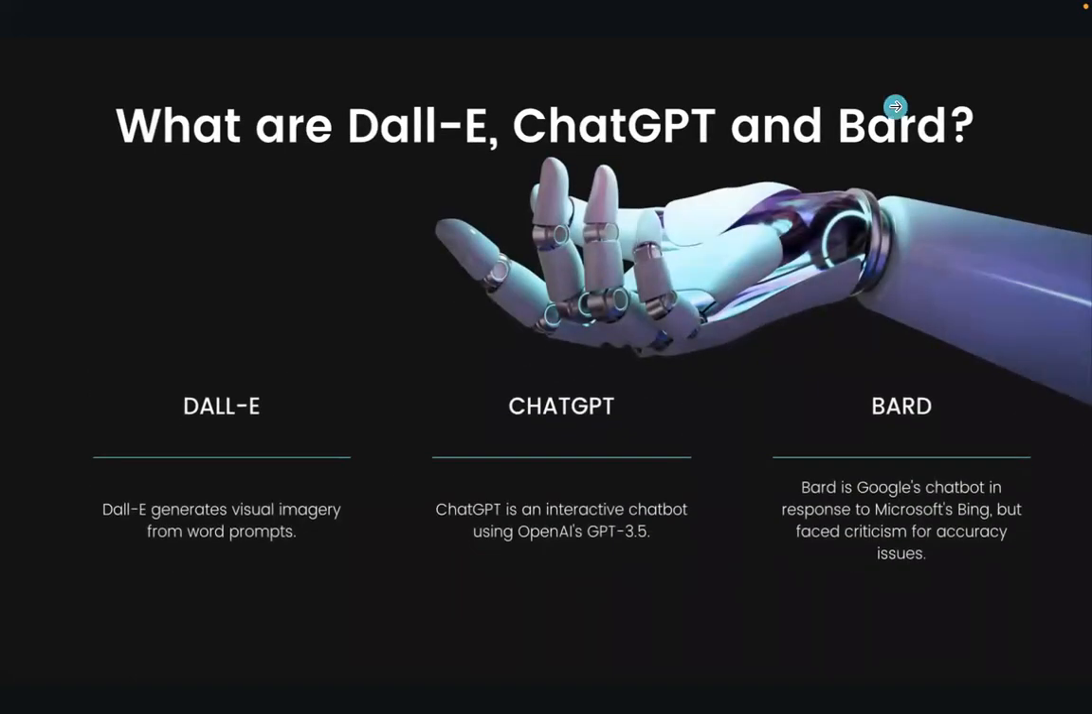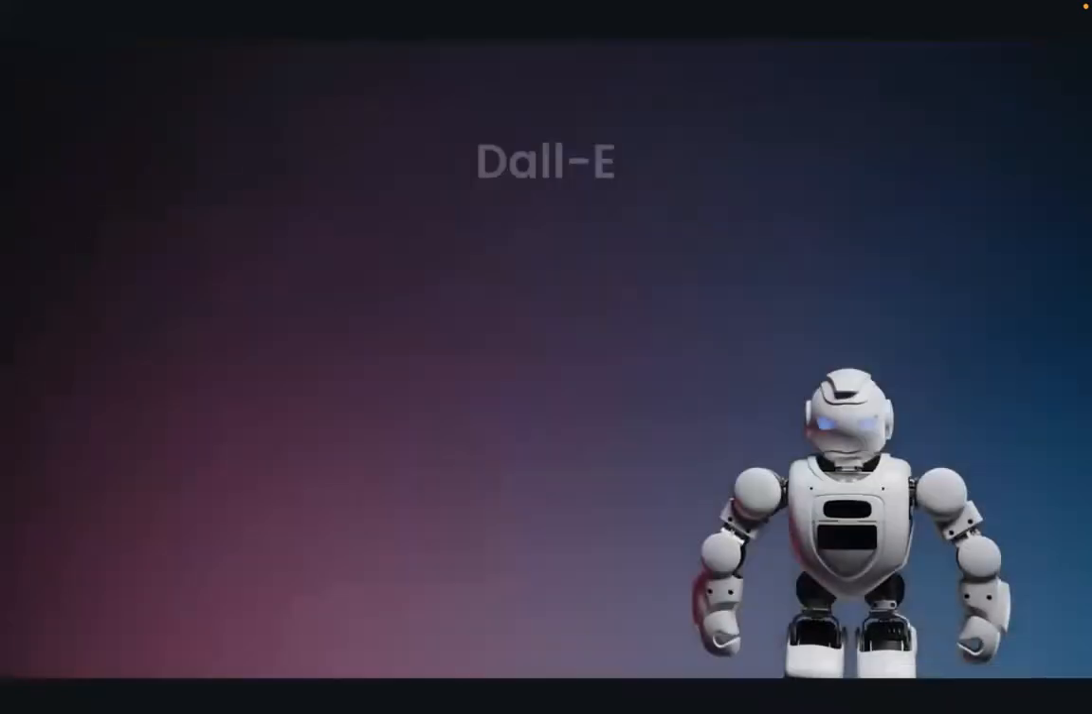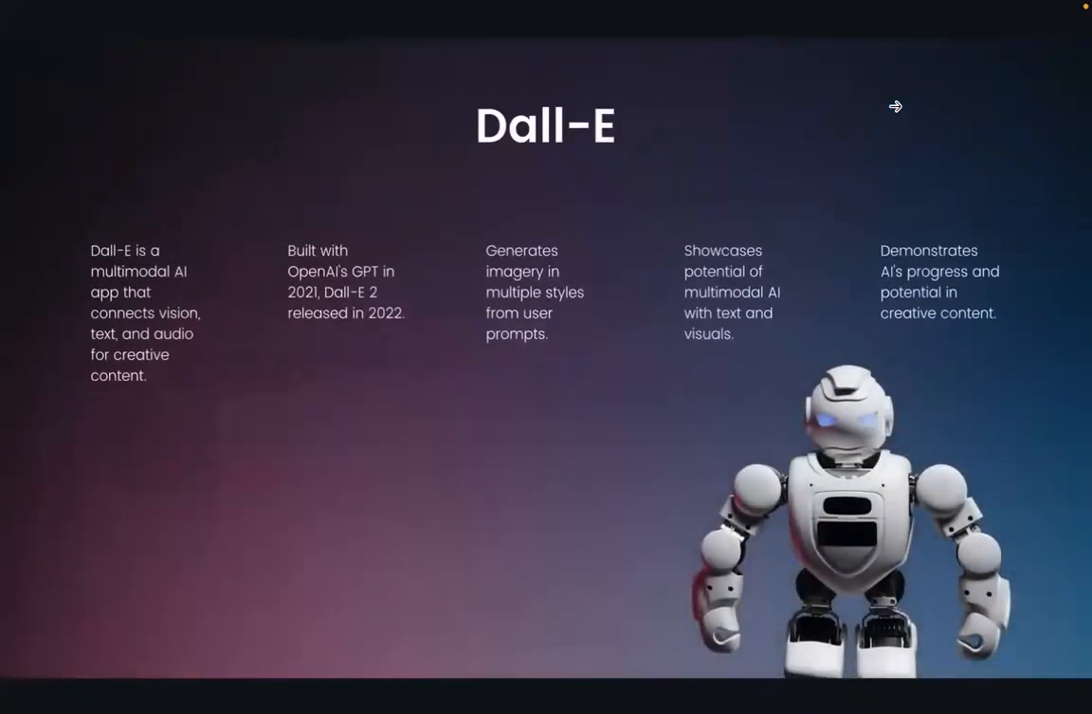Let's talk about DALL-E, ChatGPT, and Bard, which are in the news a lot right now. So DALL-E generates visual images. ChatGPT is a chatbot. Bard is Google's chatbot, which was released in response to Microsoft Bing's adoption of ChatGPT. DALL-E is a multimodal AI that connects vision and text and audio for creative content, built by OpenAI on GPT. It was released initially in 2021, and then re-released with a beta model in 2022. It generates images in multiple styles, showcases the potential of multimodal AI, and demonstrates AI progress and potential in creative content.